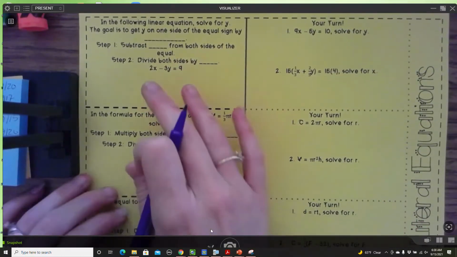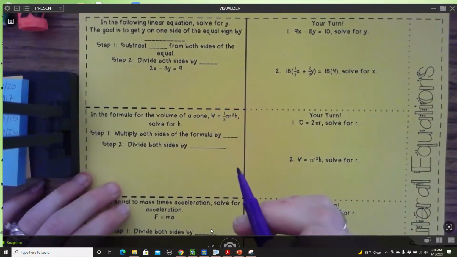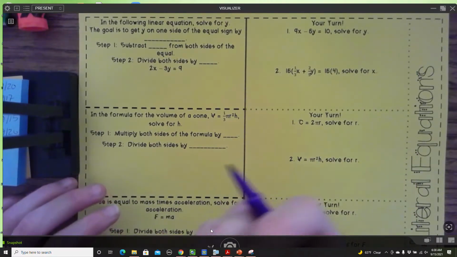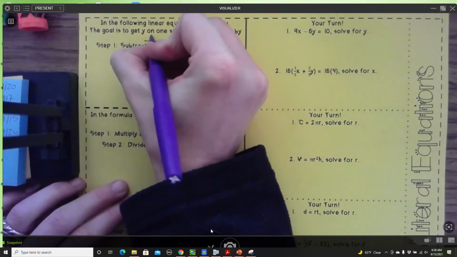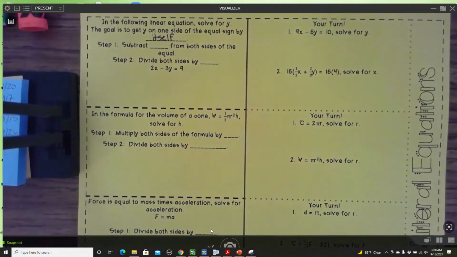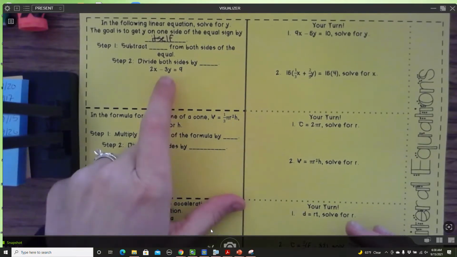So the first row here says, in the following linear equation, solve for y. The goal is to get y on one side of the equal sign by itself. So anytime it tells you to solve for a letter, you want that letter or that number on one side of the equal sign by itself. So the literal equation that we're going to solve is this one, 2x minus 3y equals 9. And I want to get y by itself.